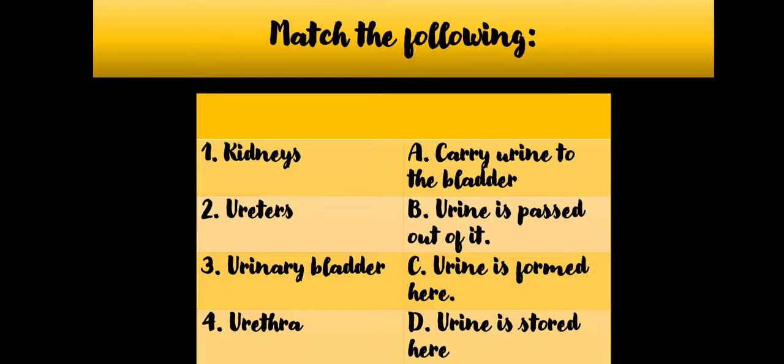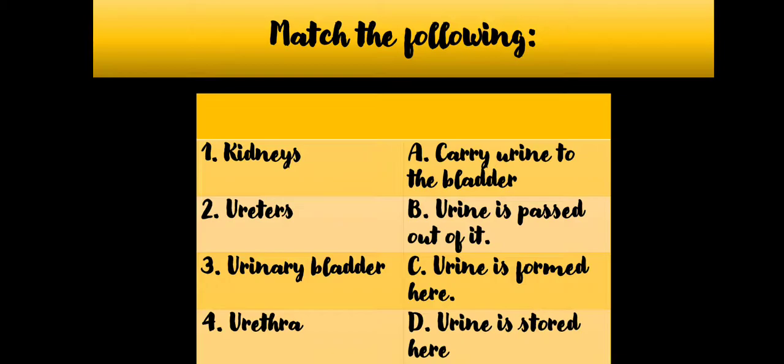On the other side, A: carries urine to the bladder, B: urine is passed out of it, C: urine is formed here, and D: urine is stored here. So we will match them. Kidneys, what is the work of kidneys? So we will write the answer, urine is formed here.